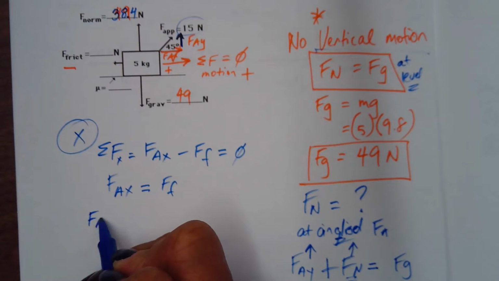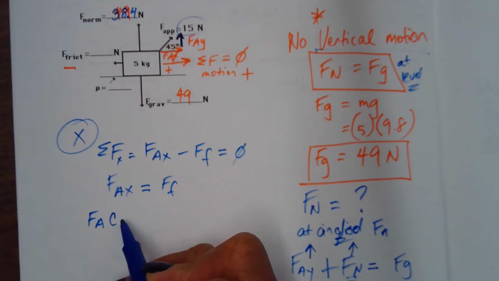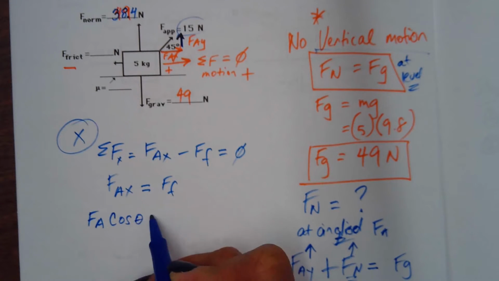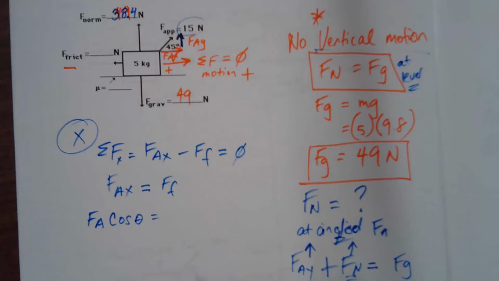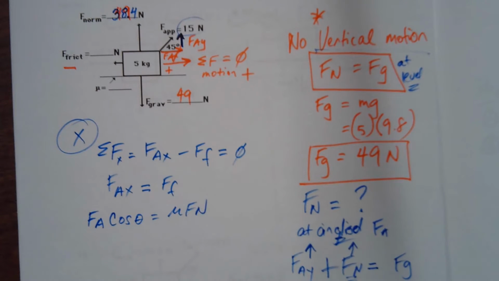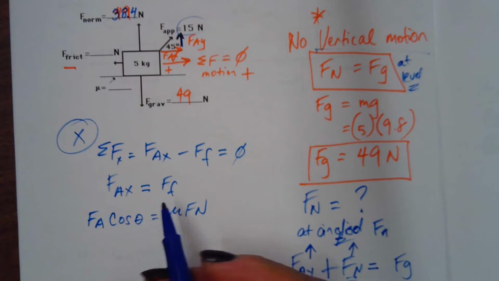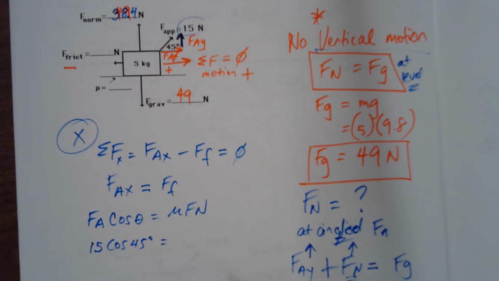Let's do our trigonometry back to vectors, unit 2. Fa cos theta equals, now frictional force. How do we find frictional force? Mu F of n, remember? Okay, let's figure out what we have here. Fa cos theta. Let's put in the numbers. So you got 15 cos of 45 equals mu.